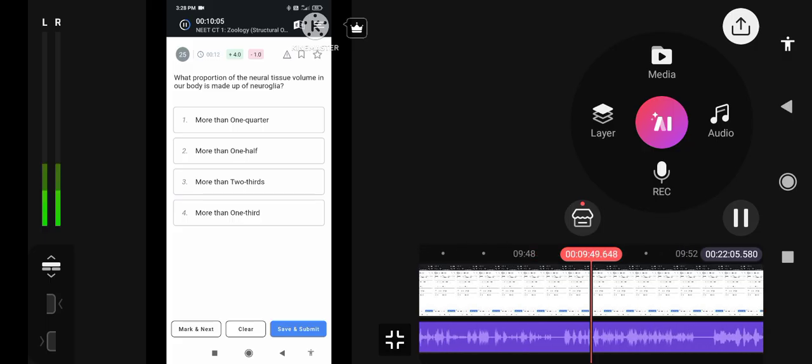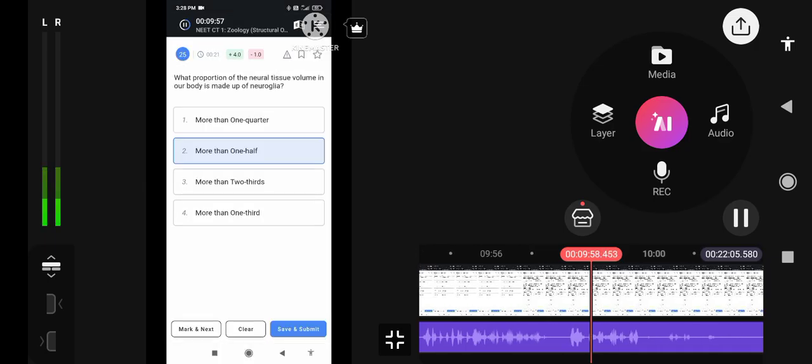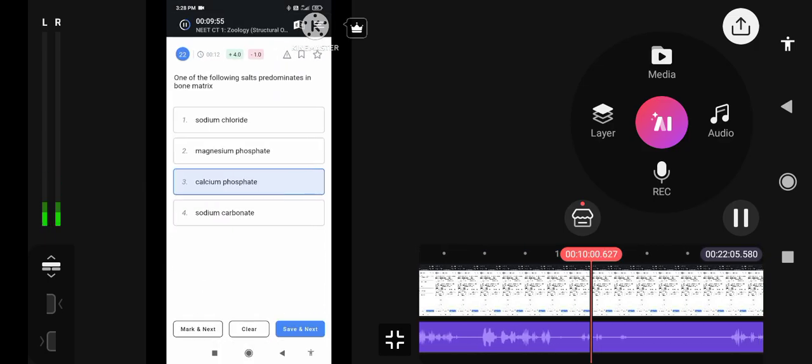What proportion of the neural tissue volume in our body is made of neuroglia? This is more than one half. More than 50% volume is made up by neuroglia cells. And this is one incorrect. One incorrect? Really?